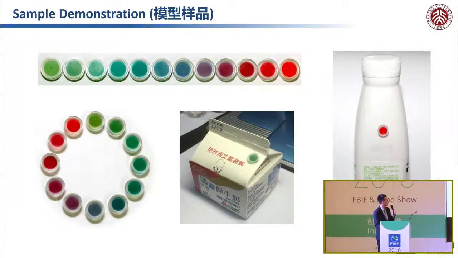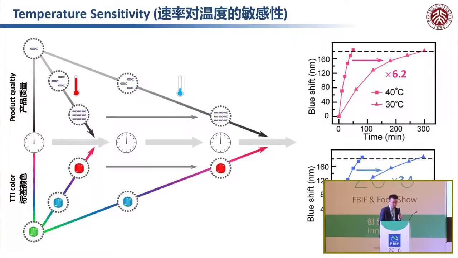Here are some samples we fabricated in our lab. We used green as the initial state, and you can see it goes from green to blue to violet and finally to red. Here it's arranged in a clockwise configuration. Each tag is about the size of a button, and it can be readily attached to the packaging of milk and other things.